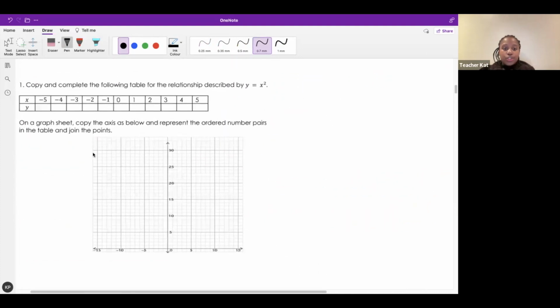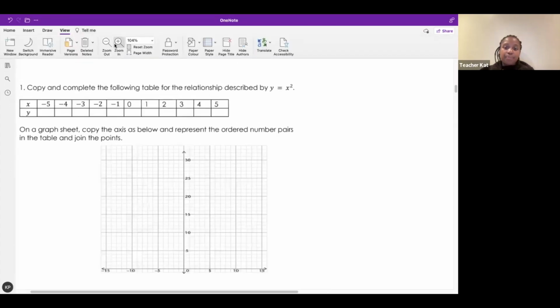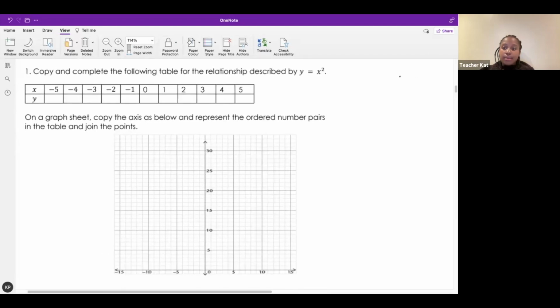Okay, let's continue. Now, based on everything I've said, we have a graph here. They're asking us to draw a graph, y equals x squared. Is this linear or non-linear? Based on everything we just discussed, do you think this graph will be a linear graph or a non-linear graph?